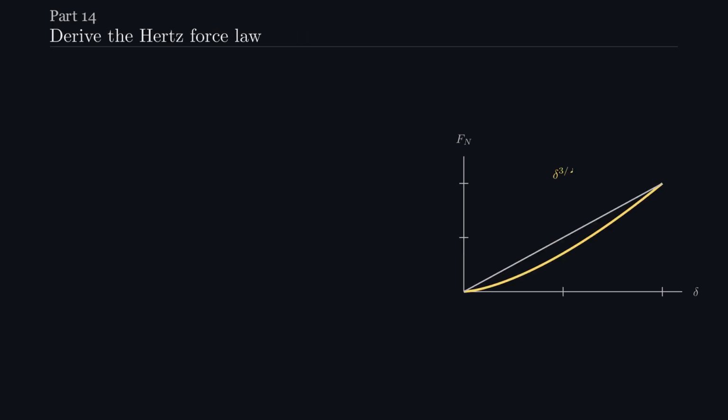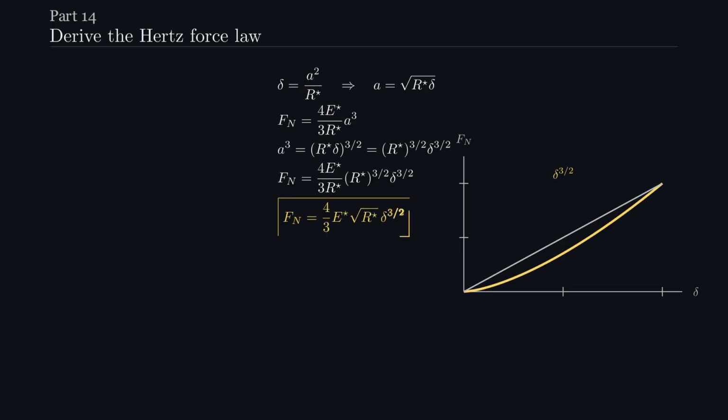Now eliminate A. From compatibility, A is square root of r star delta. Substituting this into the force radius relation gives a cubed as r star delta to the 3/2. After simplifying, the Hertz normal contact law appears. The force is not linear in indentation. It scales as indentation to the 3/2.